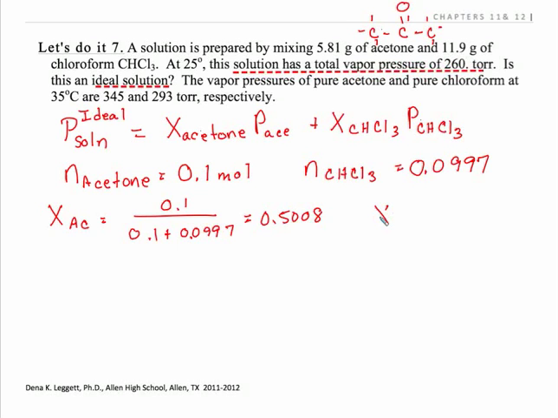And I get 0.5008. And if I do the same thing for my chloroform, or just subtract from 1, I get 0.4992. Okay, that's for my chloroform.